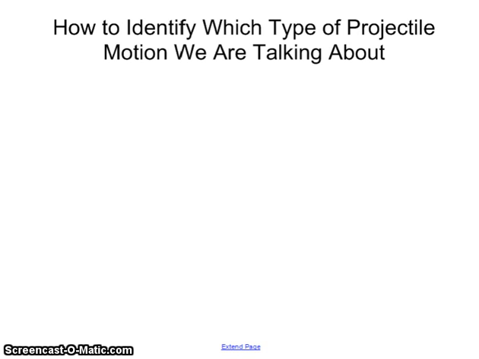Today we are talking about how to identify which type of projectile motion we are talking about. Because if we look at a projectile motion, we can see a couple different categories that we can put things into when we launch something and when it lands.